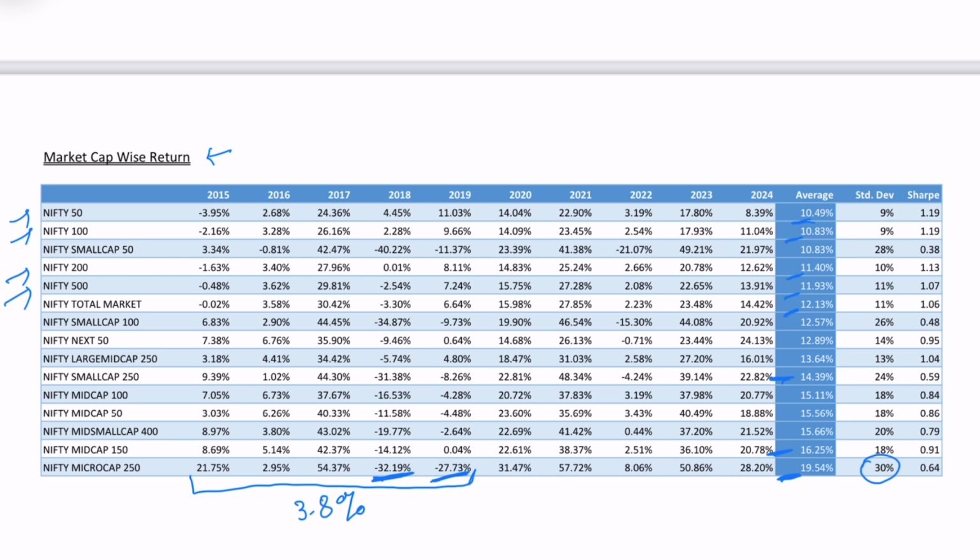So this is all the basic idea about how different indexes have performed, which has higher return and standard deviation, and market cap and other things. But the main thing that we wanted to see is what we can predict for 2025.